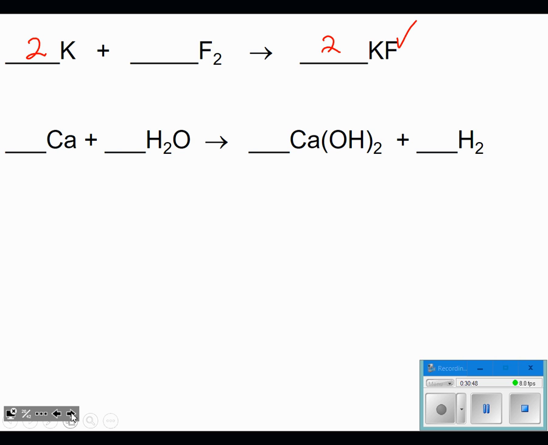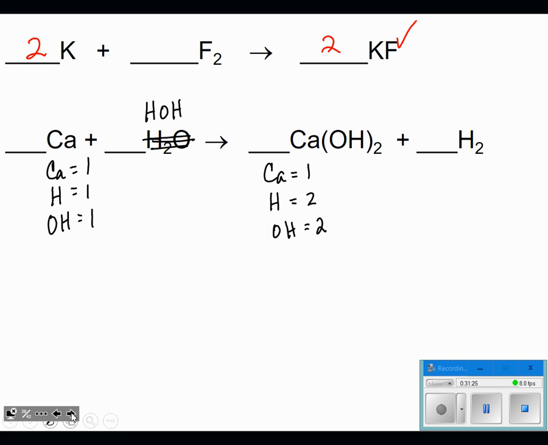Remember, anytime you put a coefficient, you have to recount. Here, this is one of them that I might rewrite as HOH for my hydroxides, because then I could write CaH and OH. If I do that, on this side I have 1 calcium, 1 hydrogen, and 1 hydroxide, because that hydroxide is not in parentheses. Over here, I have 1 calcium, 2 hydrogens, and 2 hydroxides, because that hydroxide is in parentheses.